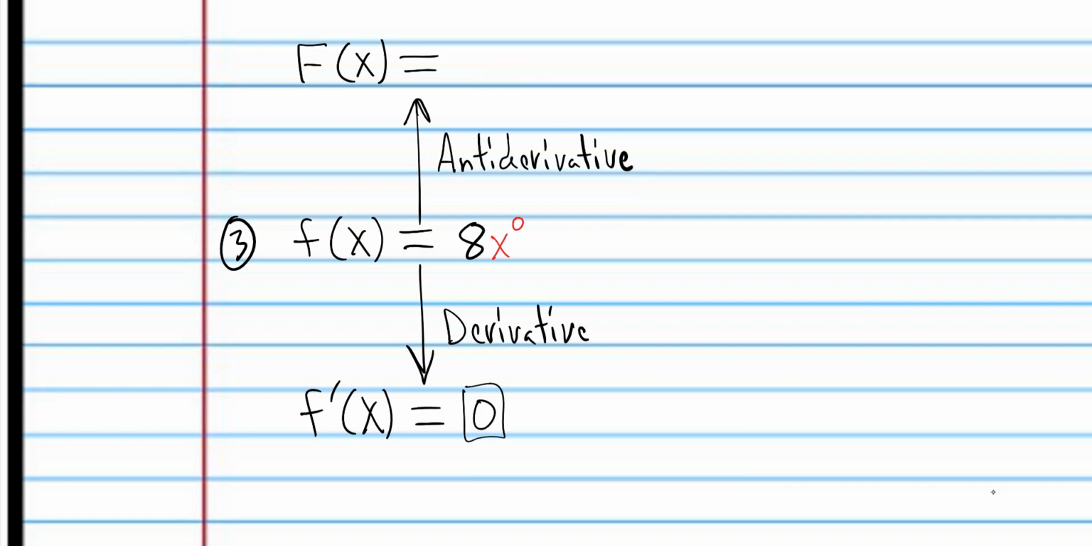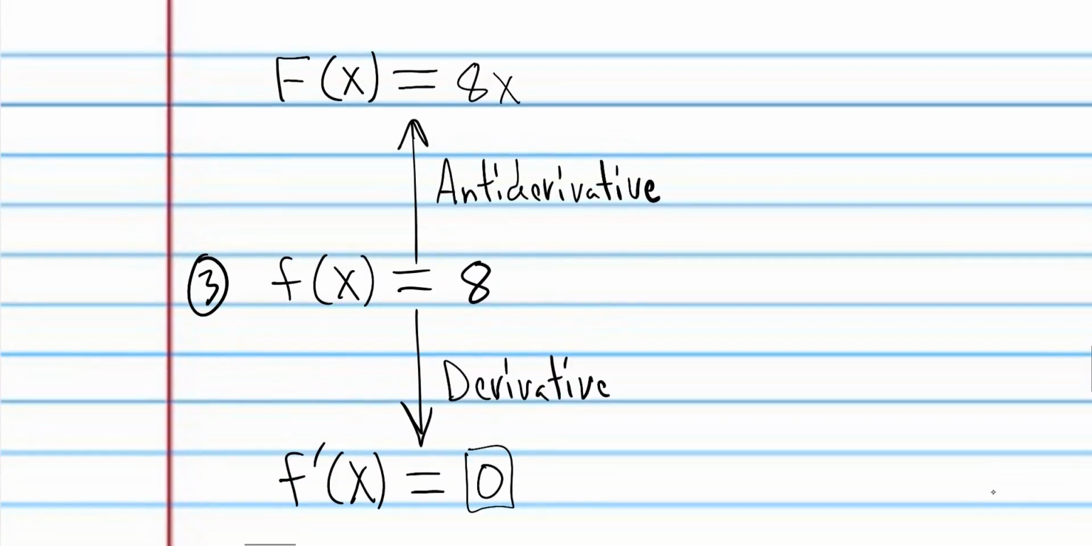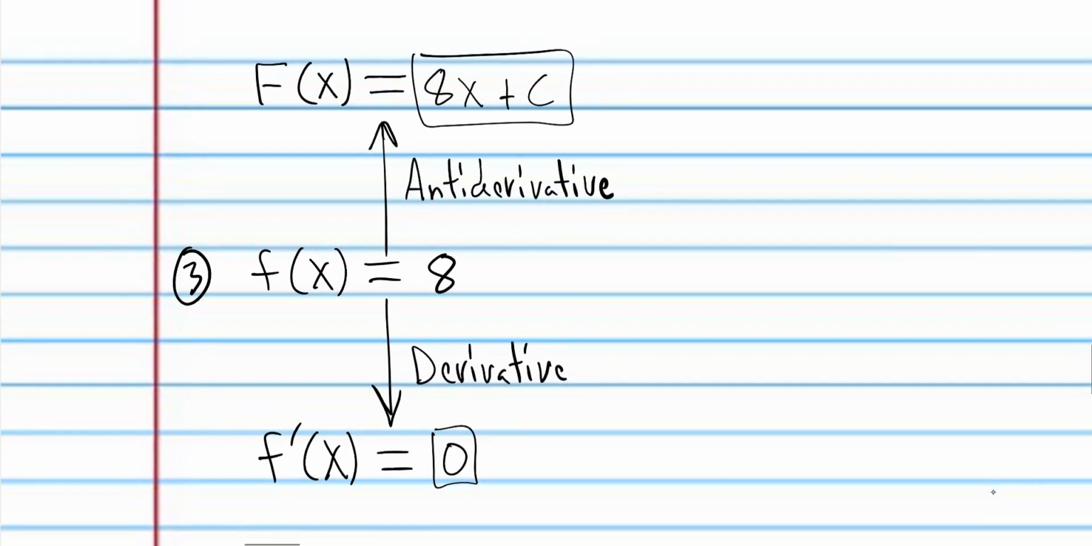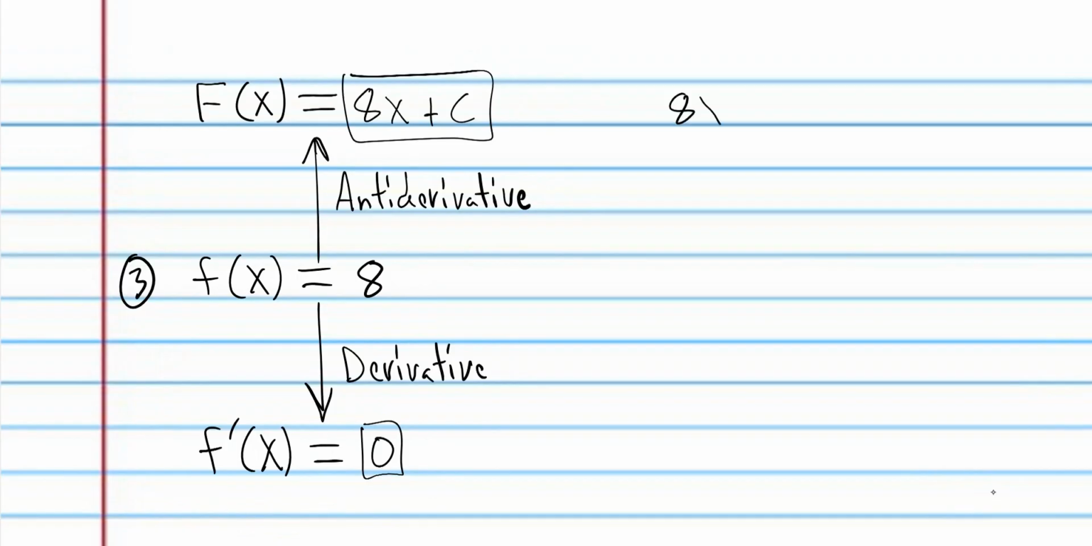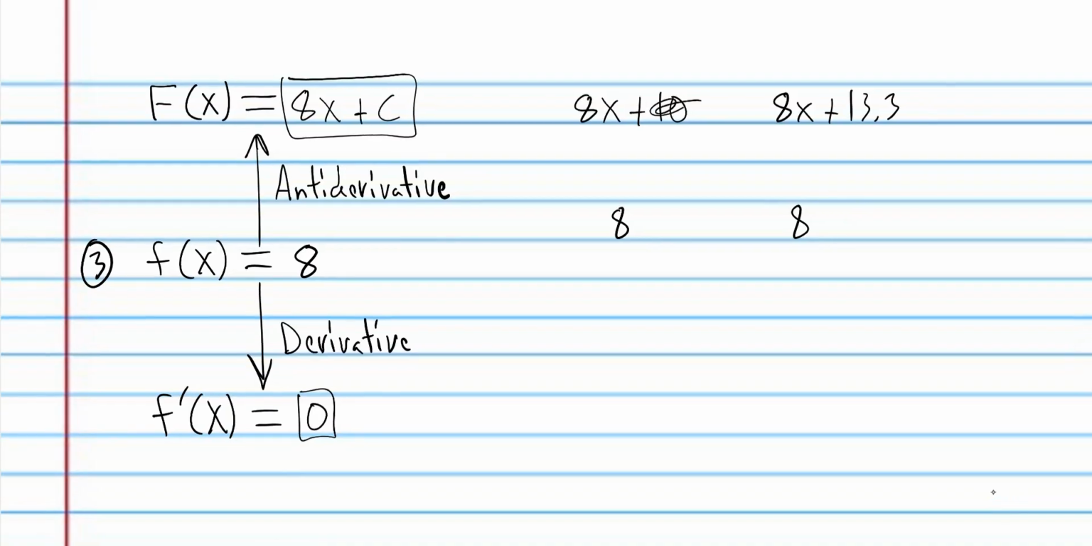Remember, you do the opposite operation. Then we would get x to the 1 power. It's probably just best to memorize that the derivative of x is 1. Then we add c, and there you go. So again, 8x plus 10, the derivative is 8. 8x plus 13.3, the derivative is 8. There's all kinds of different functions. There's a family of functions that could be considered the antiderivative of the original function.